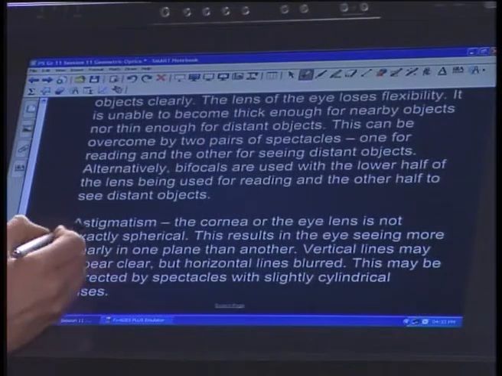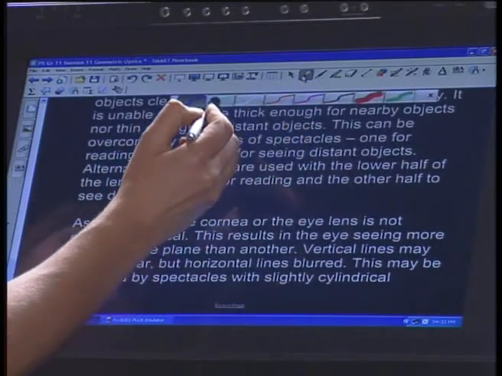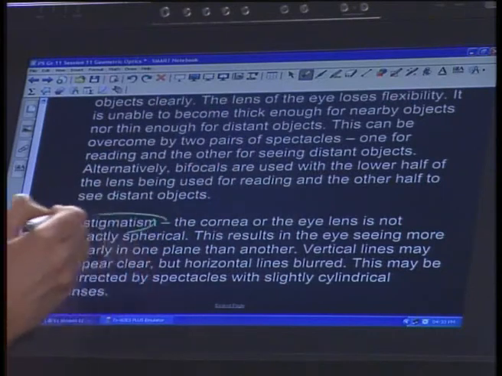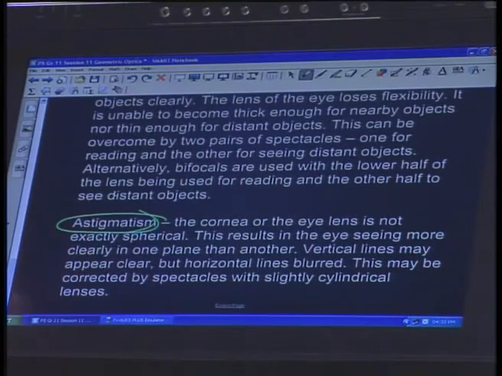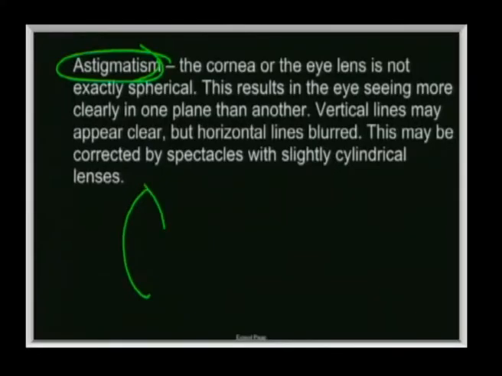The third eye problem that we look at is that of astigmatism. Now, when we look at astigmatism, the problem lies with the lens itself. Now, instead of being too flat or too rounded, the lens has an irregular shape. So where it would normally have a smooth shape, a person that suffers from astigmatism would have a lens that has got ridges in it.